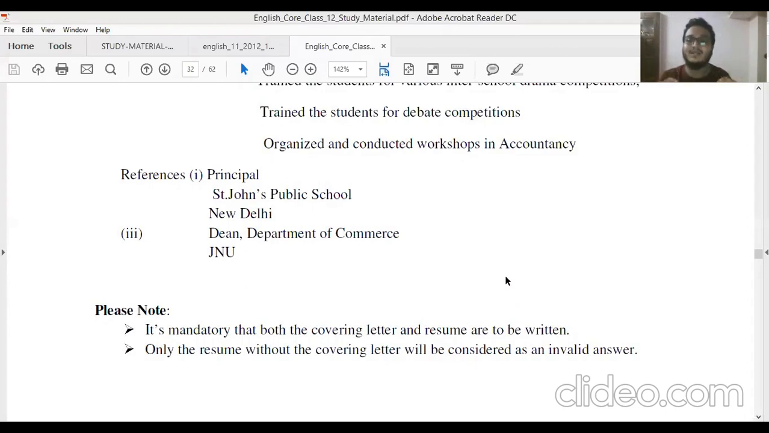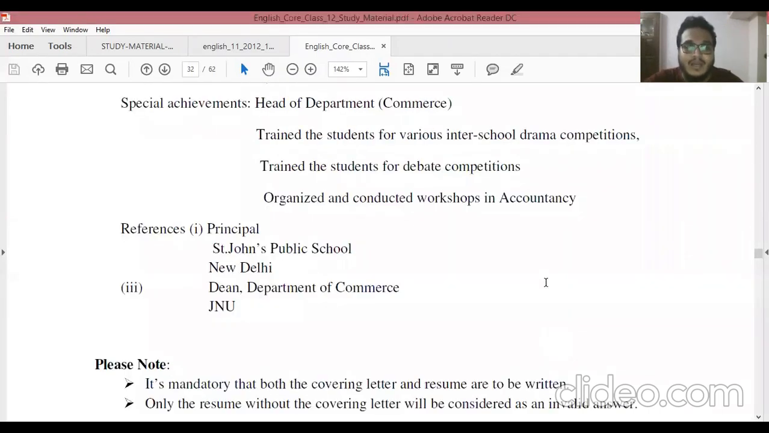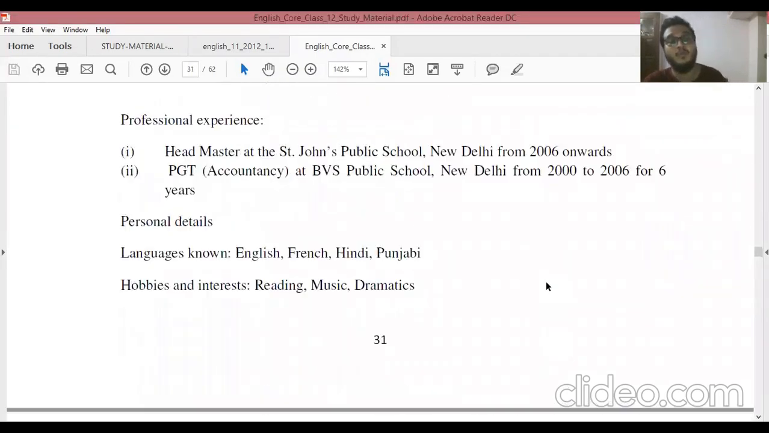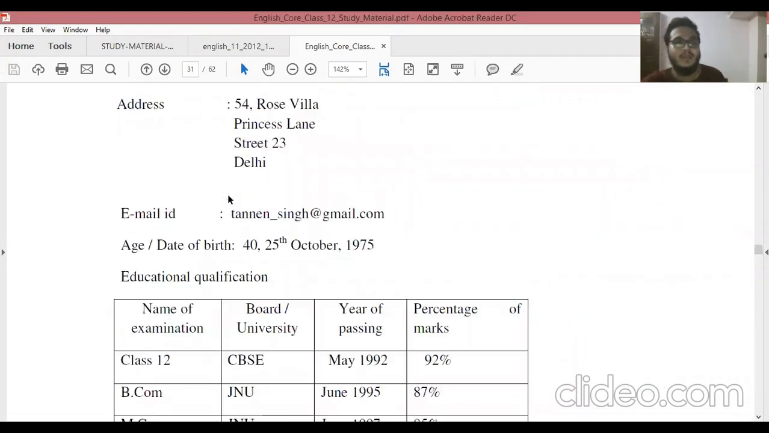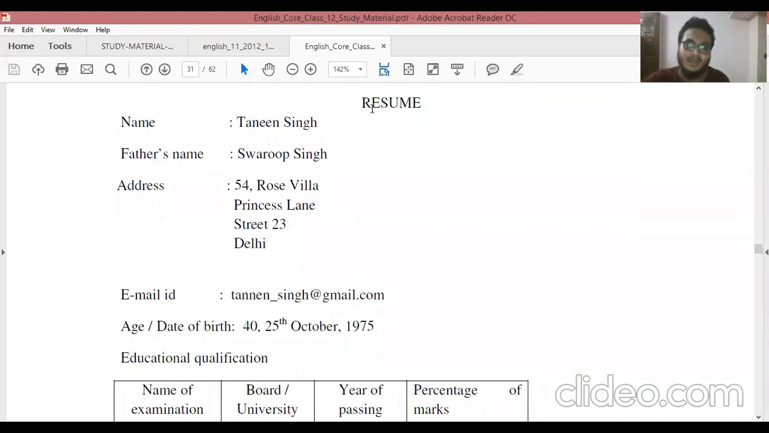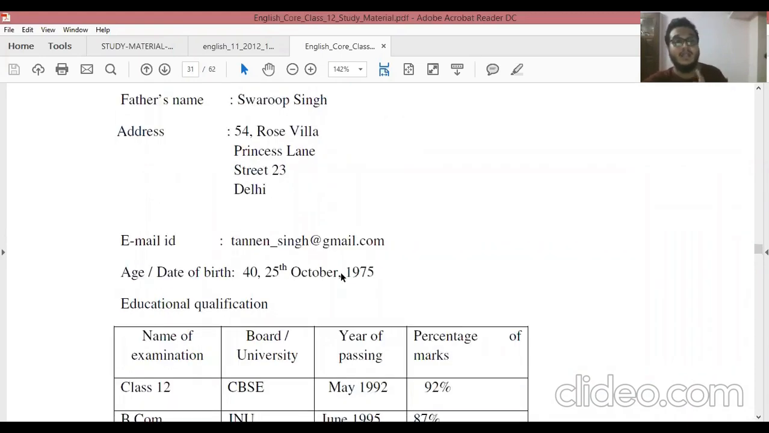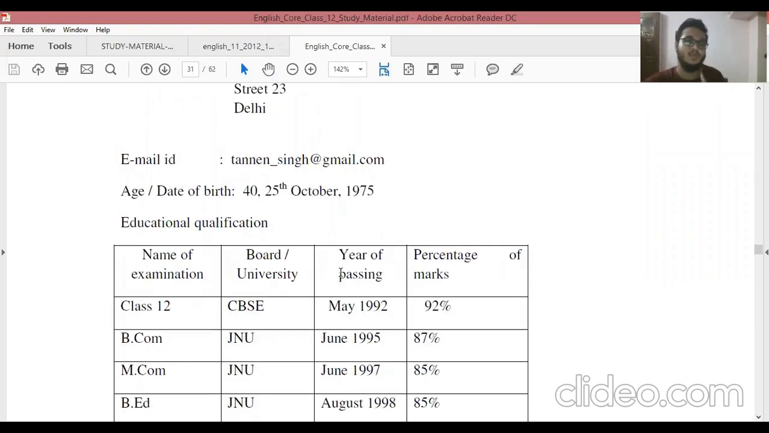This 6-mark answer is very important. The job application, you must write it down. Okay, and this is very much important here. So see here, I want to make you more clear about the same format from the very beginning. Biodata, resume, name, father's name, address, email address, date of birth, educational qualification.